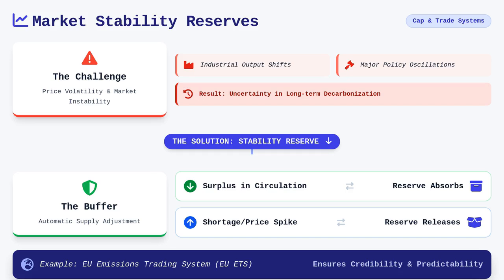In the European Union emissions trading system, for example, the reserve serves as a feedback loop that helps maintain the system's integrity by adjusting the supply of allowances in response to surpluses that would otherwise undermine the carbon price. Such mechanisms are vital for ensuring that the market remains a credible and predictable instrument for achieving medium-term climate goals.